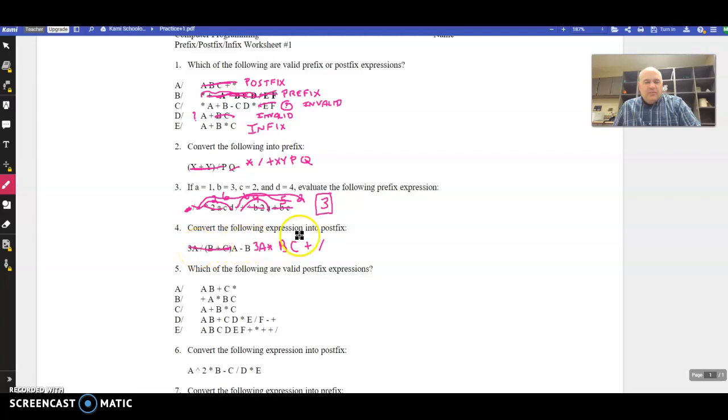And now we're going to multiply by A. So we're going to take that and multiply all of that times A. Put the multiplication in the back. Takes care of that. Now we're going to take all of that and subtract B. So B and put a minus to subtract the two parts.